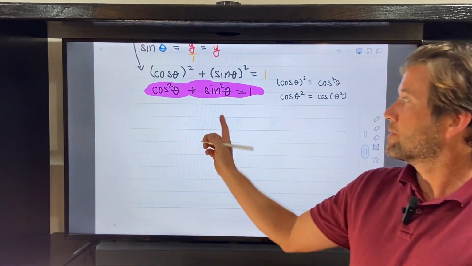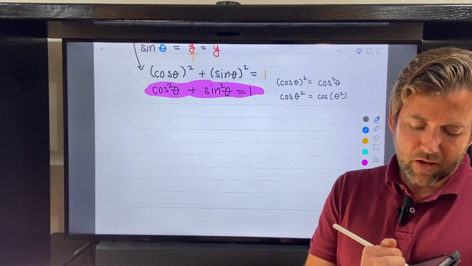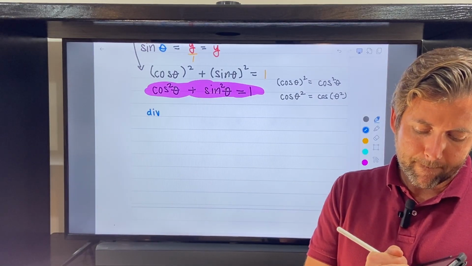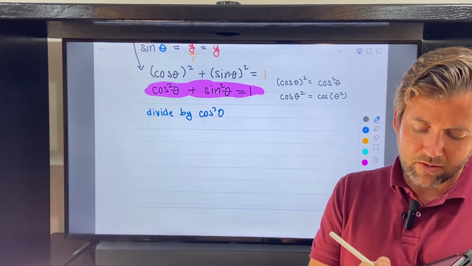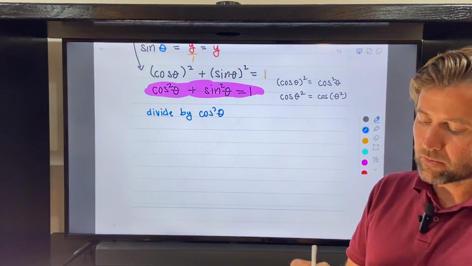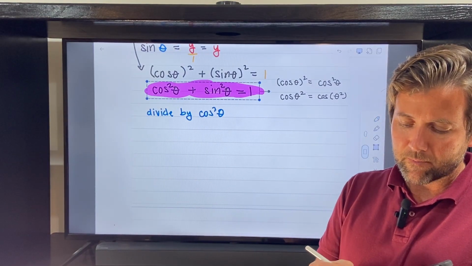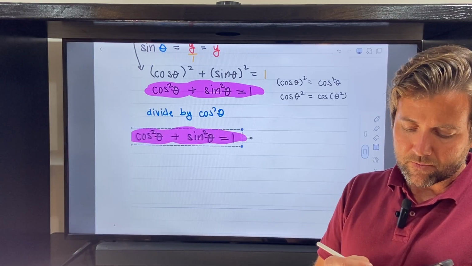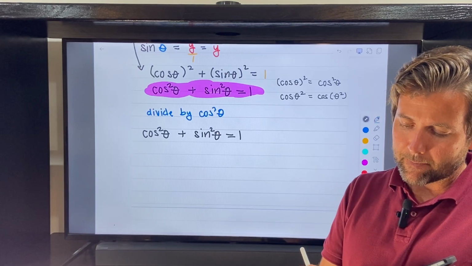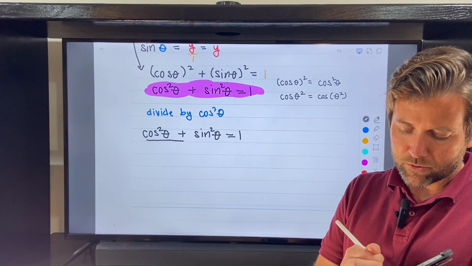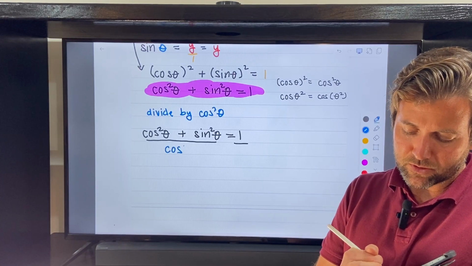So they all stem from this one right here. I'm going to take this Pythagorean identity and divide both sides of this equation by cosine squared theta.